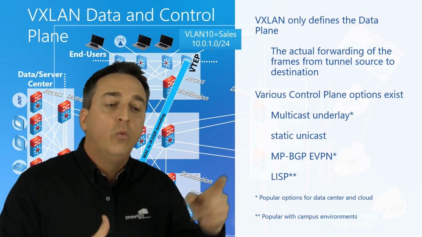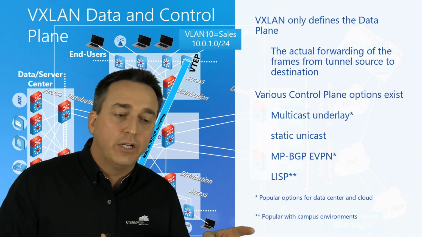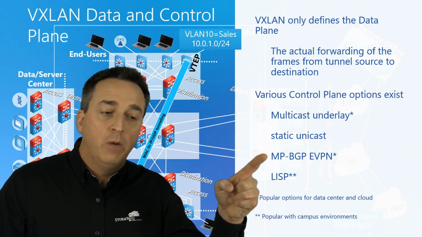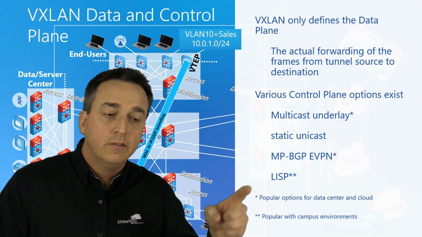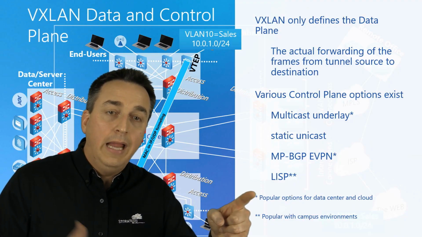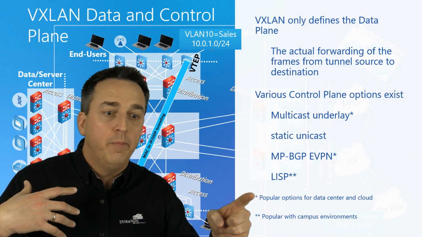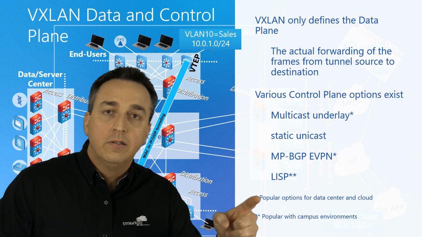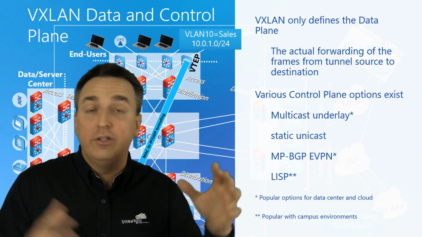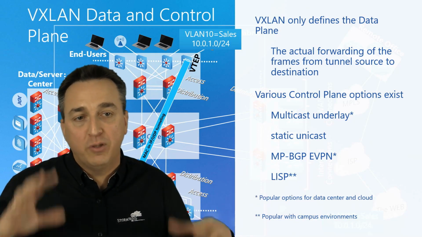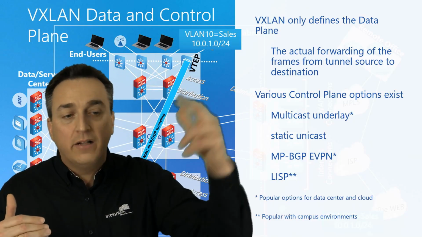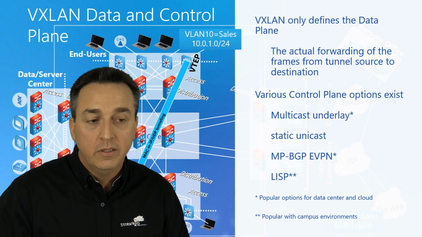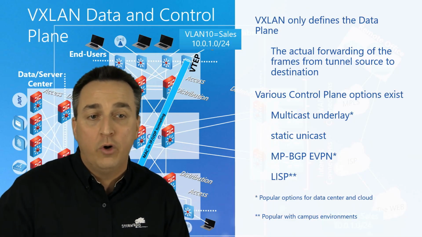So in this case, we are using what? LISP as the control plane protocol. But in your data center, you might be using multiprotocol BGP. AWS or Azure might be using multiprotocol BGP. You could even do static unicast, but that's not a scalable option, though you can totally do it if you want to. Statically define the endpoints of your tunnels instead of using BGP or LISP. And then you can even do multicast if you want to.